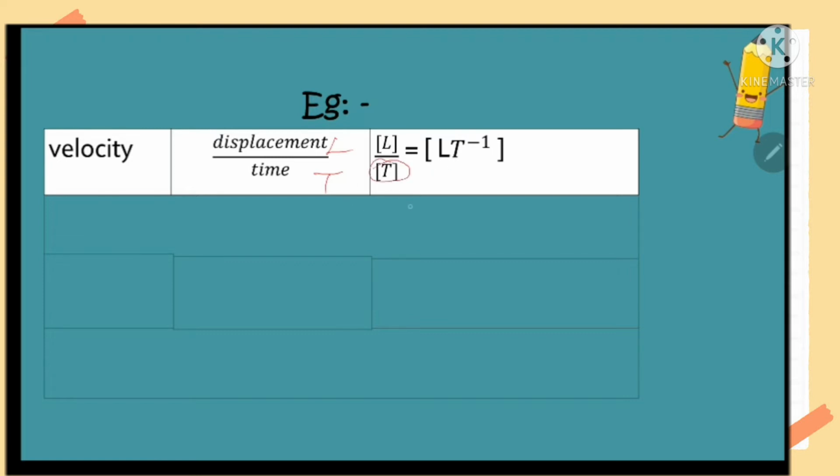They won't keep anything in the denominator. It has to be taken up on the numerator side. So it will be LT raised to minus 1.